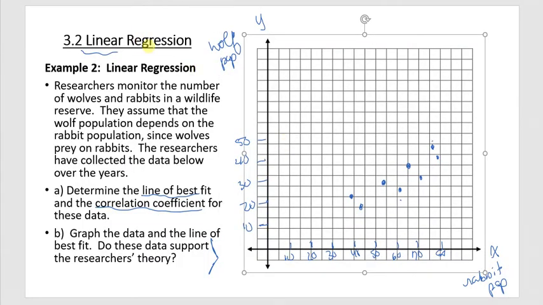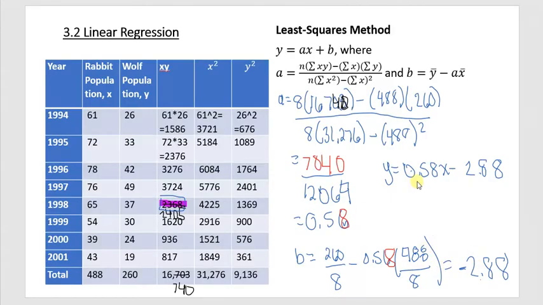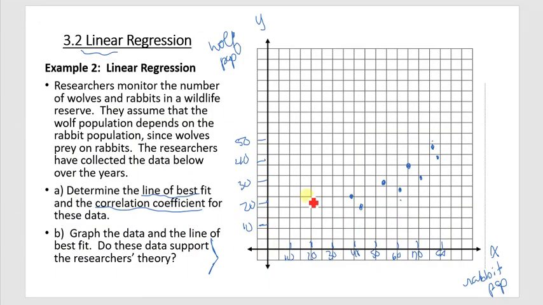All right, so this is what I get when I graph all of these points. And let's actually take a look. So the line of best fit, I would say, would go through like the middle here. If we actually read it, it's 0.58x minus 2.88. So 2.88, it would hit right here, negative 2.88. And then it would go up ever so gradually. Okay, and then that would be the line of best fit.